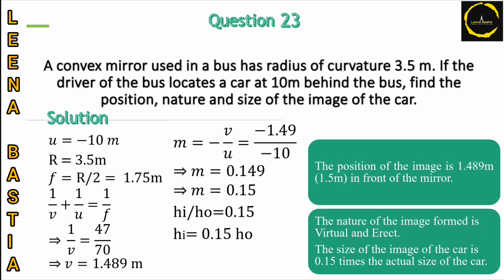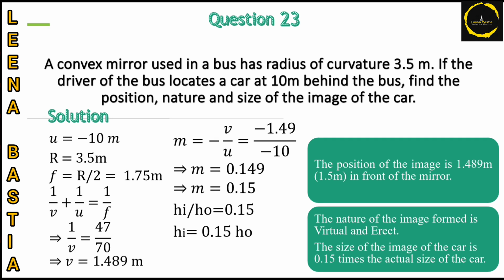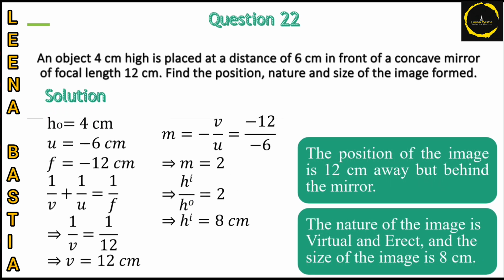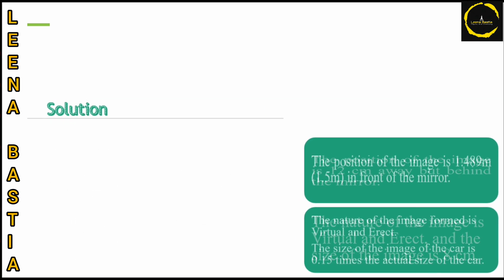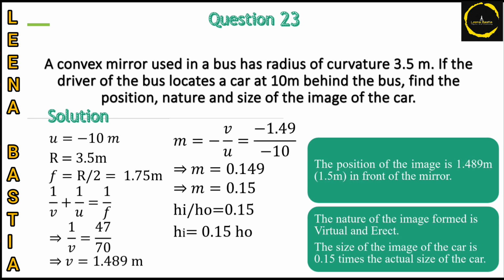Let us move to the next question, that is question number 23. A concave mirror used in a bus has radius of curvature 3.5 meter. If the driver of the bus locates a car at 10 meter behind the bus, find the position, nature and size of the image of the car. Now, radius of curvature is given, that is 3.5 meter. Then 10 meter behind the car.